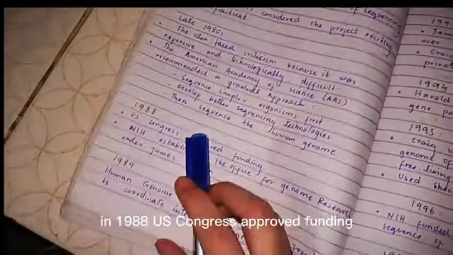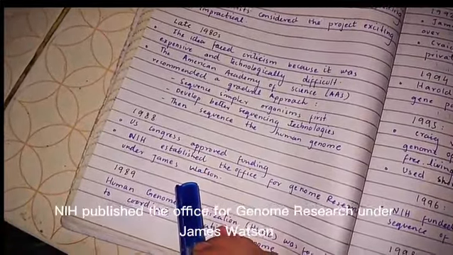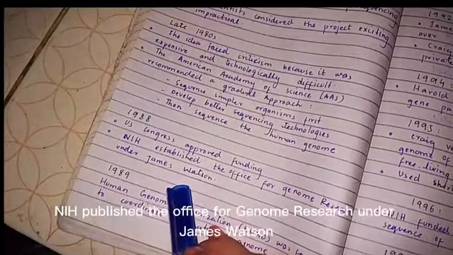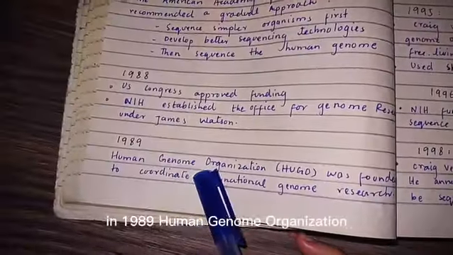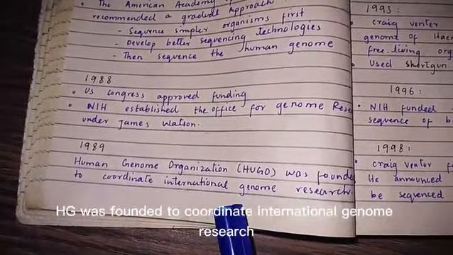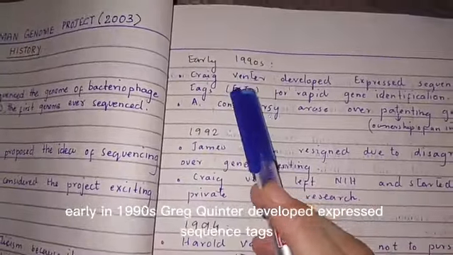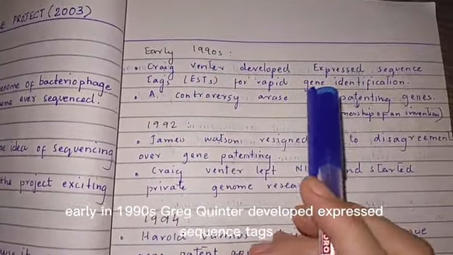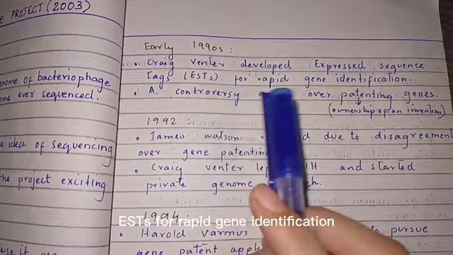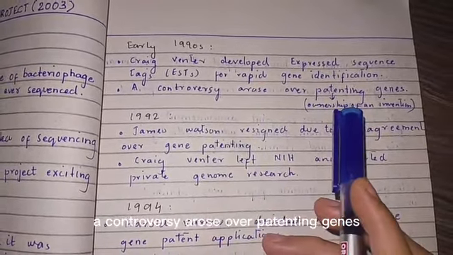In 1988, US Congress approved funding. NIH established the Office for Genome Research under James Watson. In 1989, the Human Genome Organization, HUGO, was founded to coordinate international genome research. Early in the 1990s, Craig Venter developed expressed sequence tags, ESTs, for rapid gene identification. A controversy arose over patenting genes.